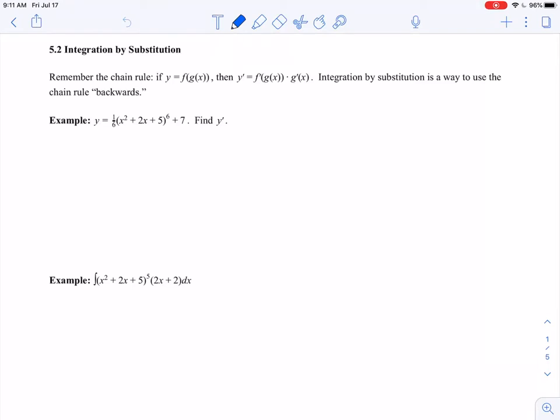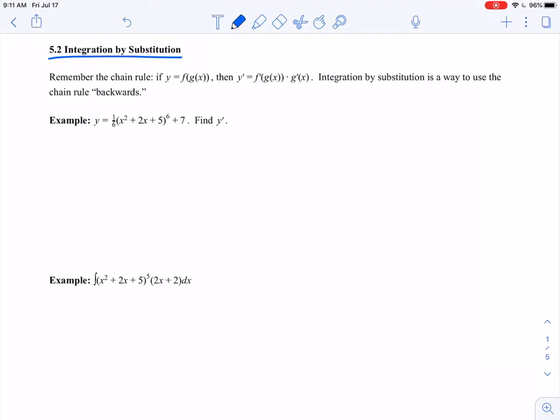Unfortunately, there's no one-to-one correlation. There's no quotient rule for integration or a product rule. But integration by substitution is the closest that we can come to a chain rule, or a reverse chain rule, for integration. So here we're going to just remember the chain rule. We're going to look at integration by substitution, which hopefully should be a way to undo this chain rule.